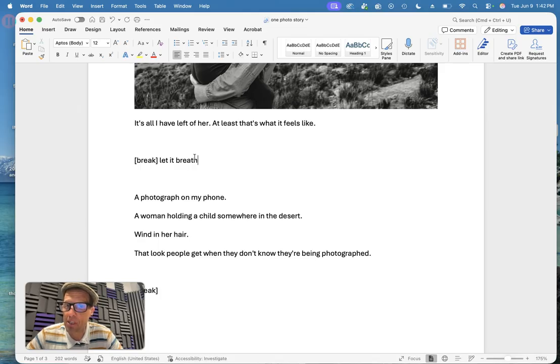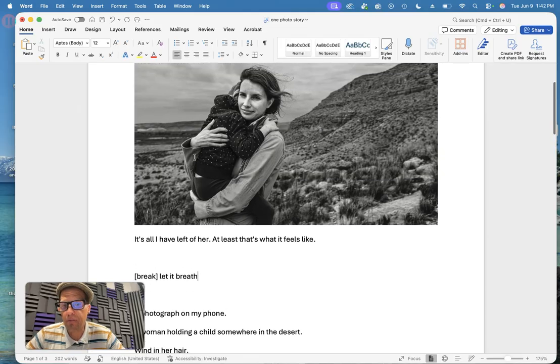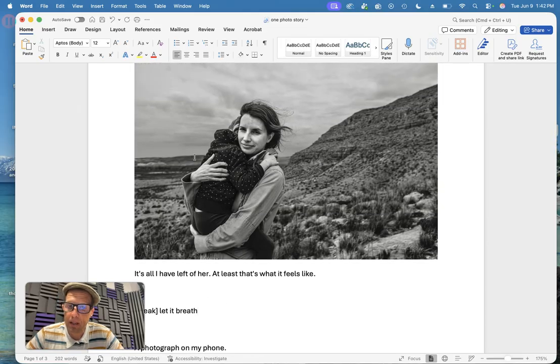Normally when you see something like this, let me read it like this. We're looking at this photograph. It's all I have left of her. At least that's what it feels like.